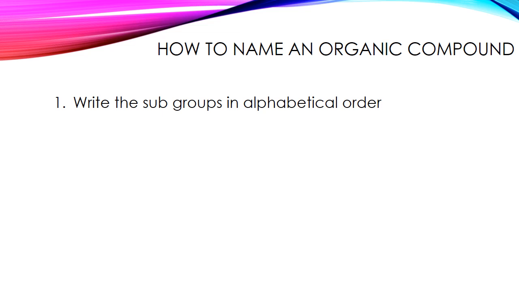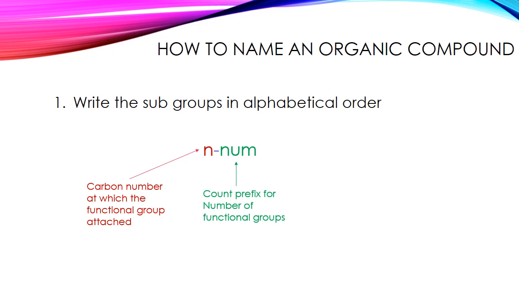Then when you are writing down a name, first you write the subgroups in alphabetical order. When you are mentioning those subgroups at the beginning of the name of the organic compound, first you have to mention the number of the carbon at which the functional group is attached. Next, you have to mention the count prefix for the number of functional groups. Next, the prefix word of that functional group you have to mention. So if there are 5 subgroups attached to the same compound, you have to write down these 5 functional group names in alphabetical order.